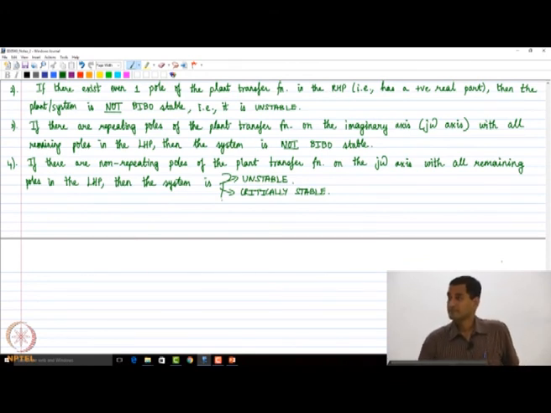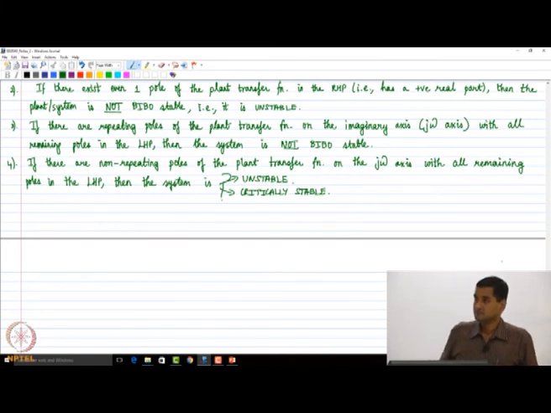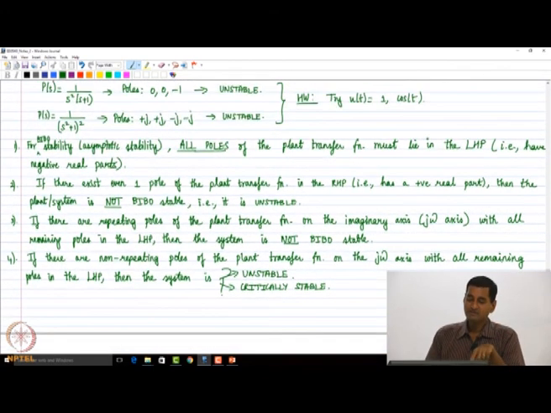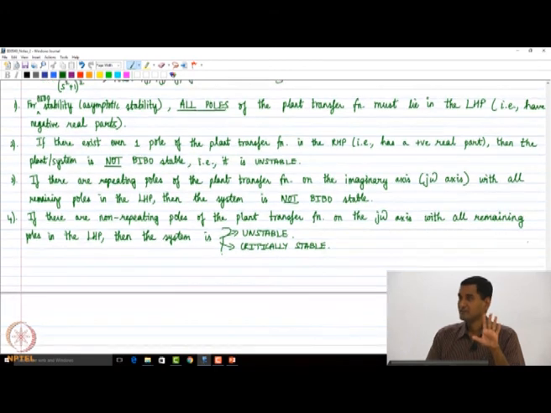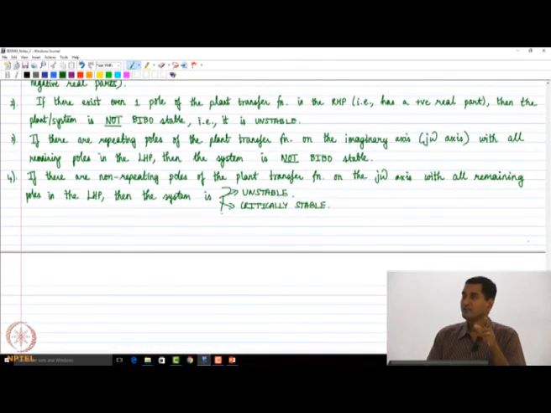Yes, exactly. That's what we are going to show. Good point. Condition number 1, I wrote, for BIBO stability or asymptotic stability, all poles of the system transfer function must lie in the LHP. The question was: if I find the transfer function and figure out that all poles lie in the left half of the complex plane, is the system BIBO stable? The answer is yes. How? We are going to prove it.